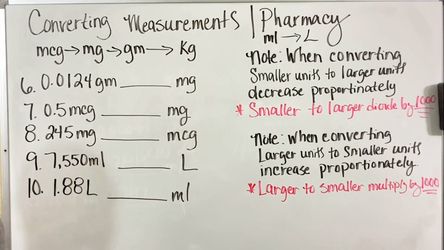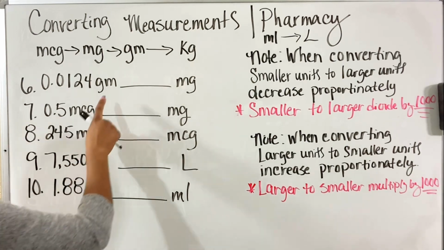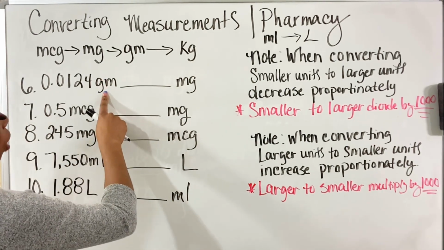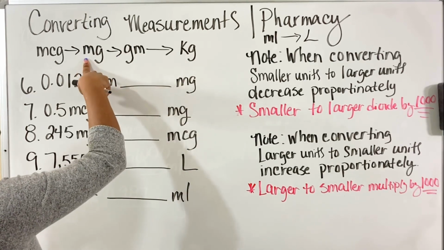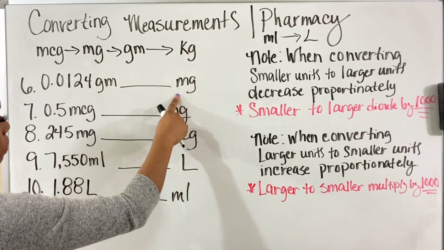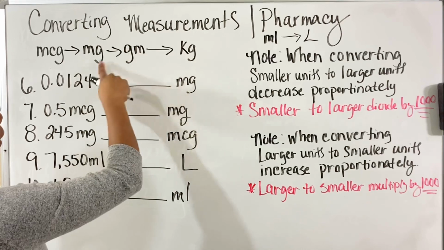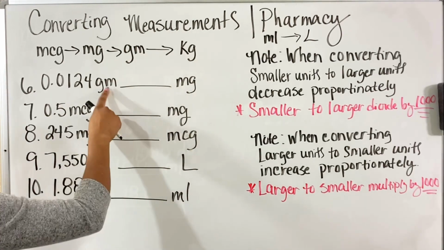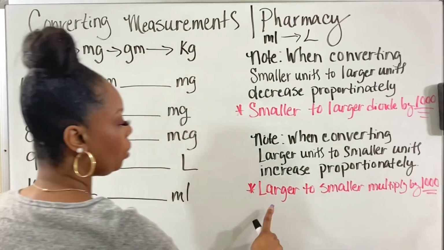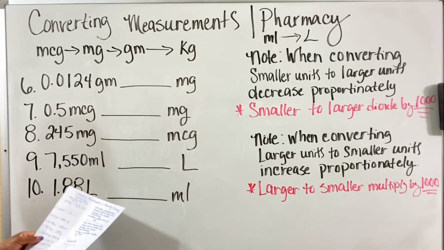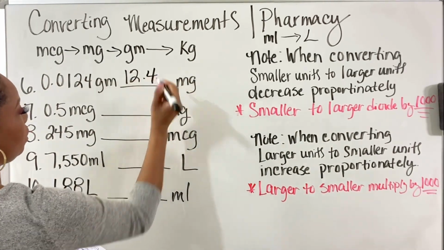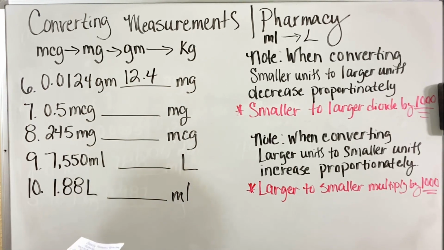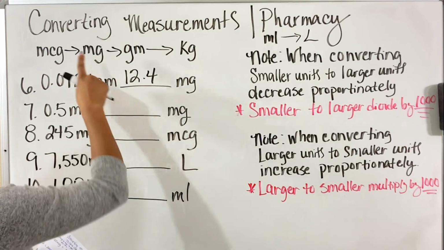All right, we have 0.124 grams. So we have a larger going to a smaller, because grams is larger. So we have grams going to milligrams. If we have larger to smaller, that is going to multiply by 1,000. That is going to give us 12.4 milligrams.